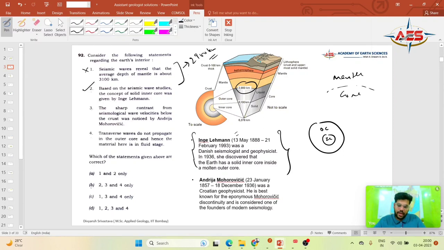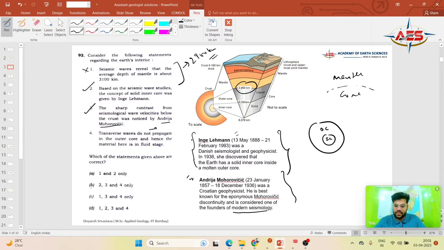The sharp contrast in seismological wave velocities below the crust was noticed by Andrija Mohorovičić. The Moho discontinuity, as we study, demarcates the crust and the upper mantle. So who discovered this? He is Andrija Mohorovičić, a Croatian geophysicist, best known for the eponymous Moho discontinuity, and is considered one of the founders of modern seismology. So this is also a correct statement.